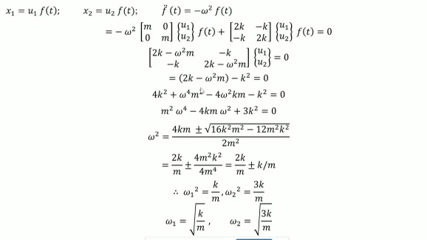So this is equal to 0, and then we get omega square. Just simply solving the quadratic equation, we get 2k over m plus minus k over m. So it comes omega 1 square equal to k over m, omega 2 square equal to 3k over m, and that's how omega 1 and omega 2 become the square root of these quantities.